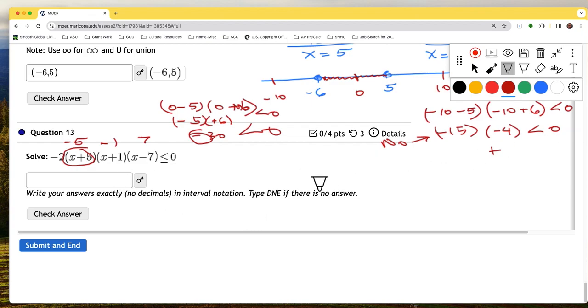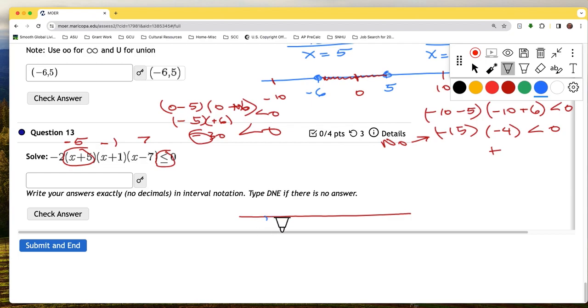Didn't have to sort of do all the work. We're seeing what's happening. -2 doesn't really matter, although when we do our check it will matter, right? Because it's a negative, and we're looking for this to be less than or equal to 0. We're looking for it negative or 0. So the endpoints actually are, in this case, going to be equal or included. So what I do is I draw my number line. Got -5, -1, and 7.